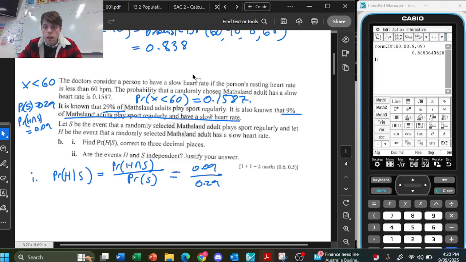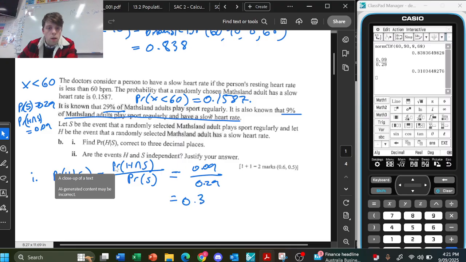So 9 over 29, what's that equal to? So I've got to set to decimal, 0.09 over 0.29, hit enter. That comes out as about 0.310 to 3 decimal places.